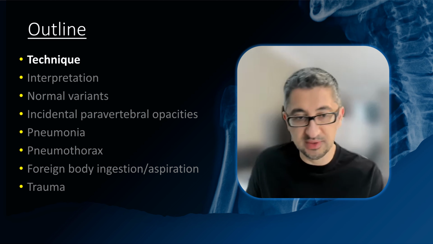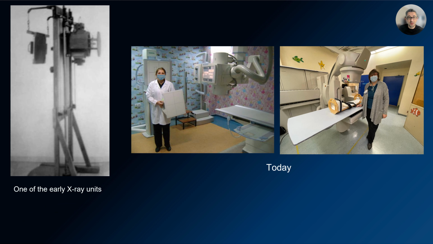Let's start with the technique. As in every other field of radiology, there have been marvelous developments in X-rays. Here you can see one of the very early X-ray units. The frame is made of wood. We are currently using more advanced equipment with robotic arms and wireless detectors. Everything is digitalized.